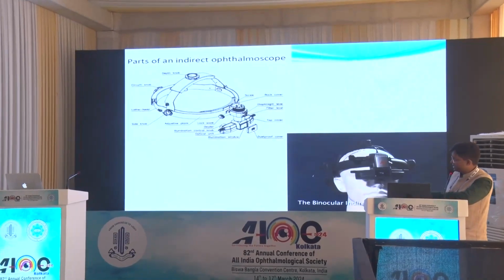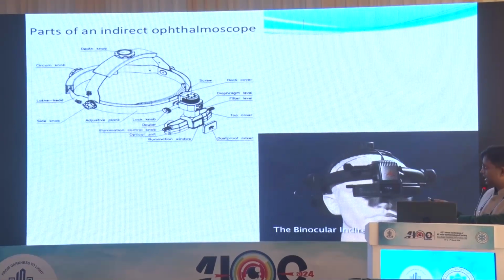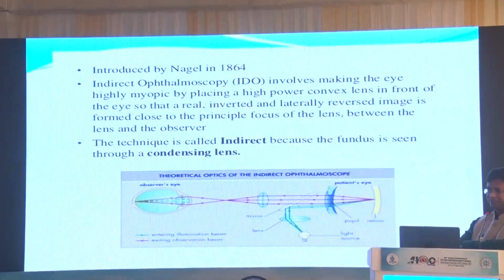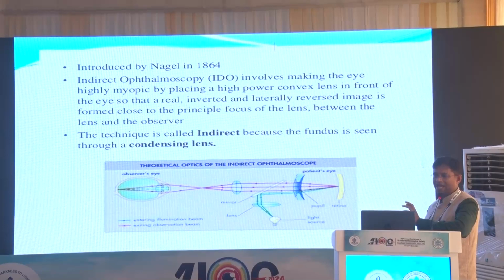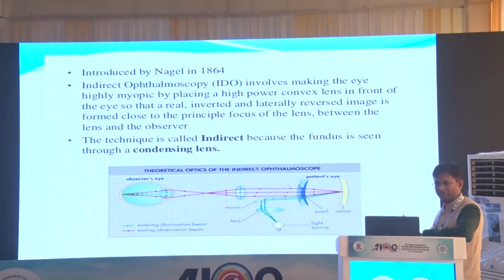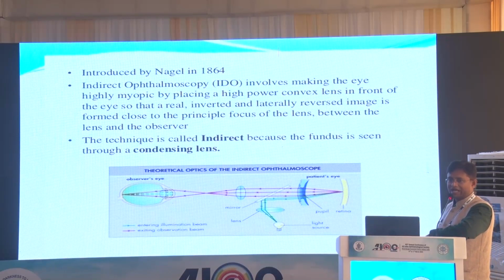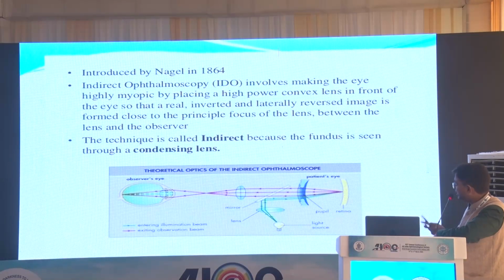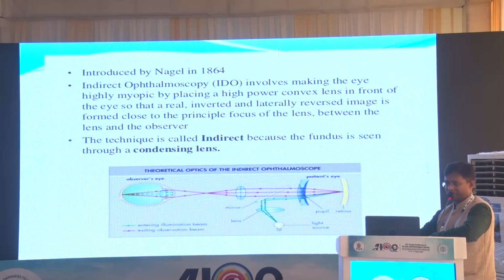Now, this is a picture. This is the headgear. We can divide it into the headgear part, which fits on the head, and the illumination part. We'll deal with this in later slides. Now, coming to a brief history. This was first introduced by Nagel in 1864. In indirect ophthalmoscopy, we make the eye highly myopic by placing a high convex lens in front of the eye, so that a real, inverted and laterally reversed image is formed close to the principal focus of the lens, that is between the lens and the observer. This technique is called indirect because we are seeing the fundus indirectly through a condensing lens. So this is a brief introduction.